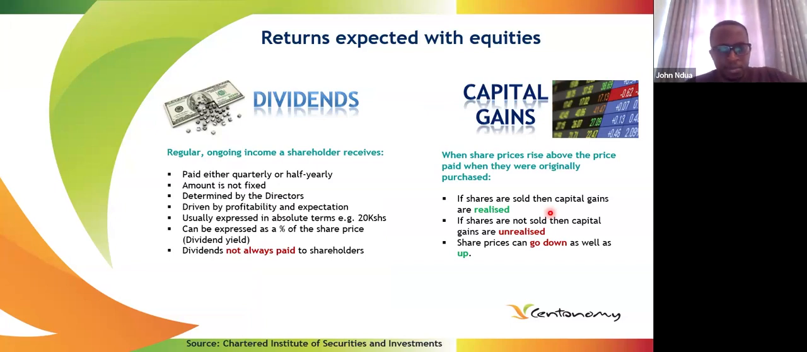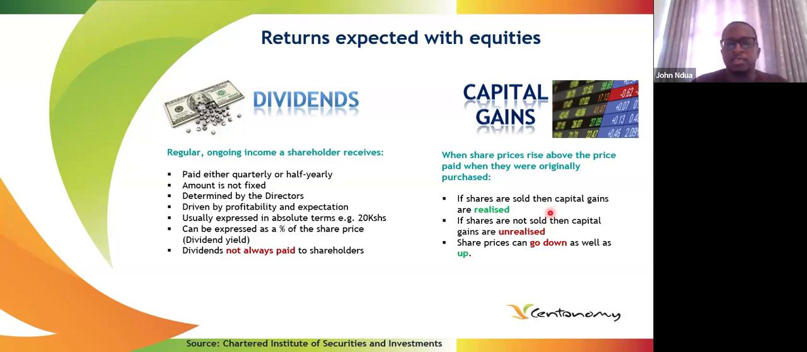Dividends is essentially when the company makes a profit, the shareholders, under the discretion of the directors, can be paid a share of the profit, either in its entirety or a part of it. So these amounts are either paid quarterly, half-yearly, or even yearly. The amount is not fixed. Like I said, the company can decide to pay the entire amount of the profits, or they can decide to pay a part of it, like half of it. So the amount is not fixed, it changes.